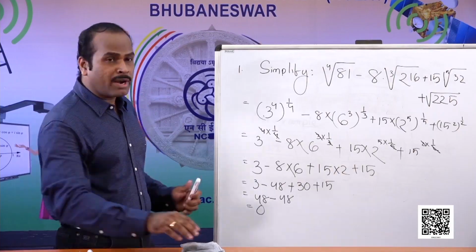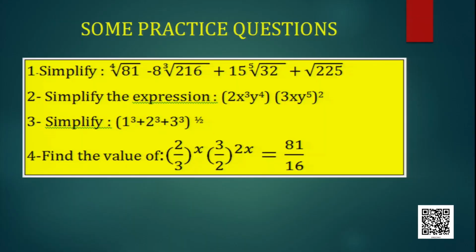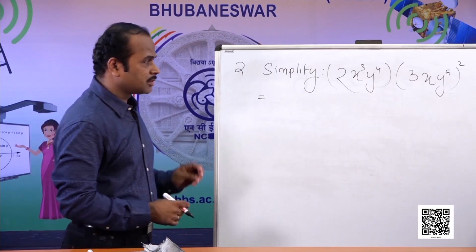Okay, let us go for one more example. If we keep on using this simplification or laws of exponents, let us go for one more example. Simplifying 2 into x cube y to the power 4, whole, into 3x y to the power 5 and whole to the power 2. Now, how to simplify this expression and convert it into a single term?